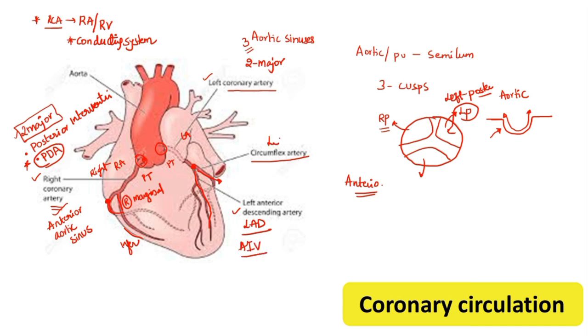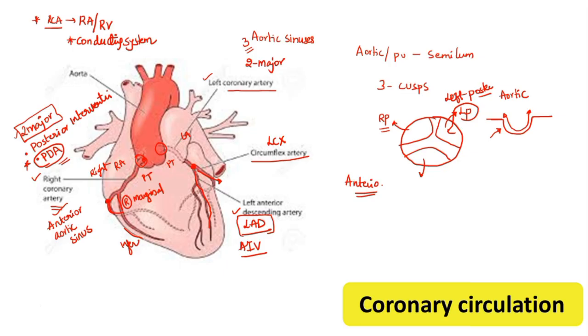So this is LCX, the left circumflex artery; this is LAD, the left anterior descending artery; and this is PDA, the posterior descending artery. These three branches of the coronary arteries are important clinically, because they are the three major branches involved in coronary artery blockage.